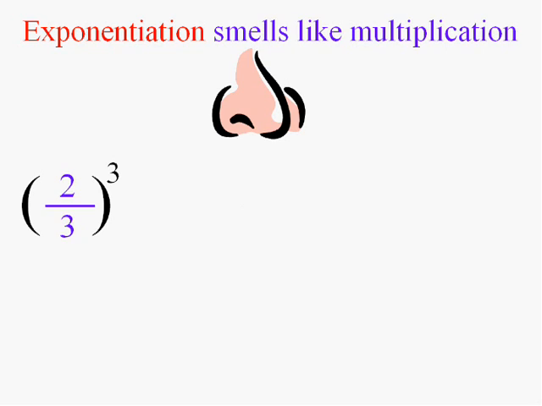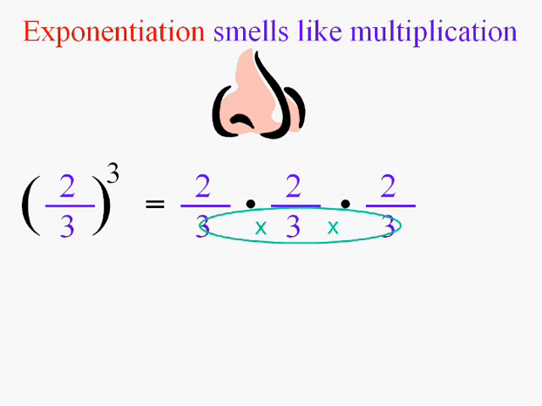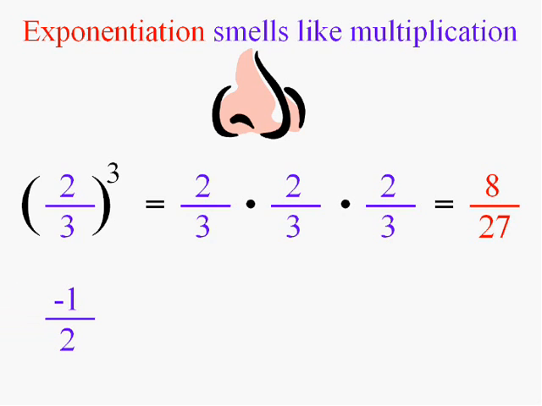2/3 to the third power. Remember what exponentiation means? 2/3 to the third power means 2/3 times 2/3 times 2/3, 3 times. But this is just multiplying fractions. I multiply the tops and I multiply the bottoms. And that's the answer. How about this one?